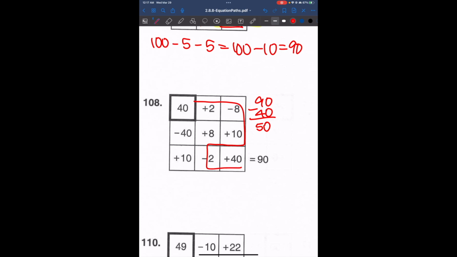And so if we take this path, we have 2, -8, 8, 10, -2, and 40. The 2 and -2 cancel out because they add up to 0, and then the 8 and -8 cancel out. So eventually we're left with 10 and 40 only. And so 40 plus 10 plus 40, or 40 plus 50, is 90. And so the correct path was this.